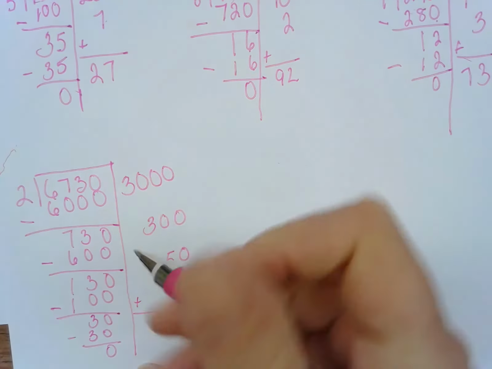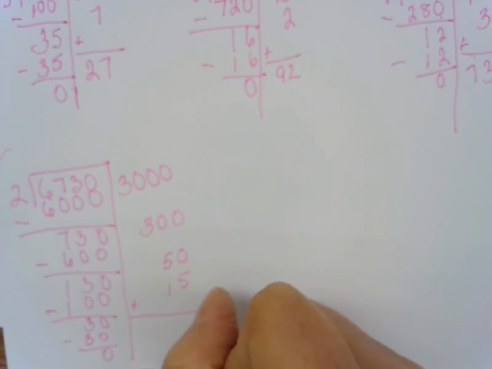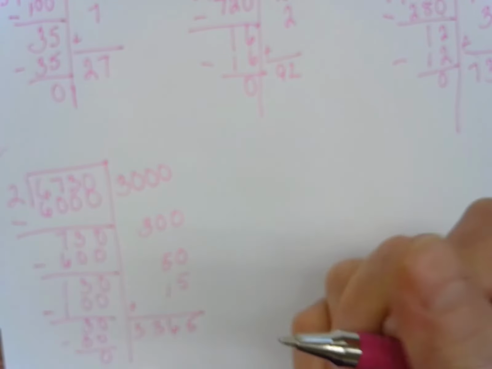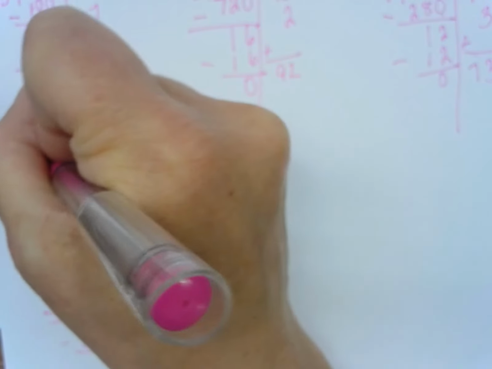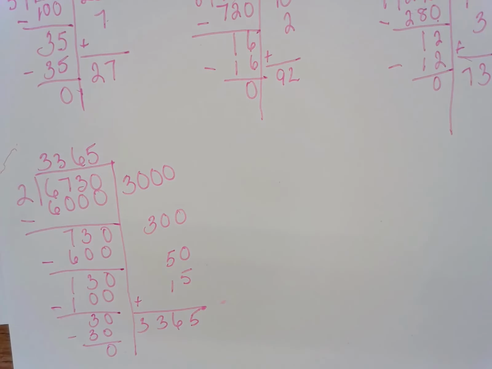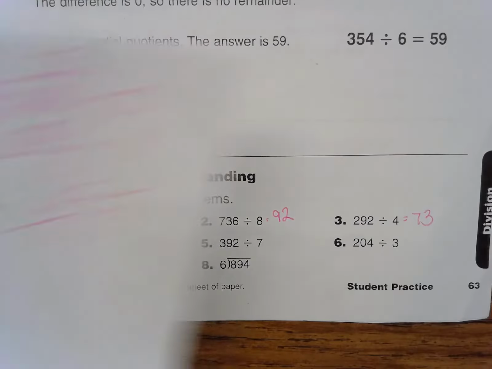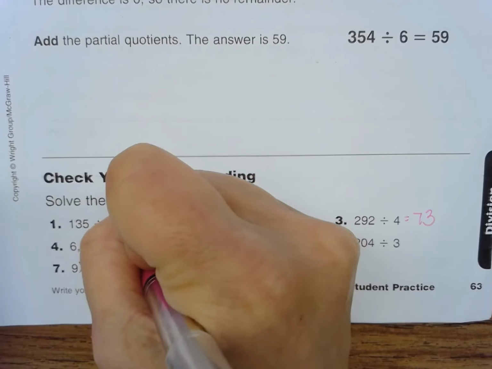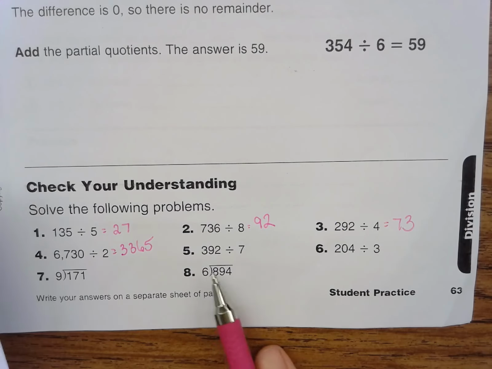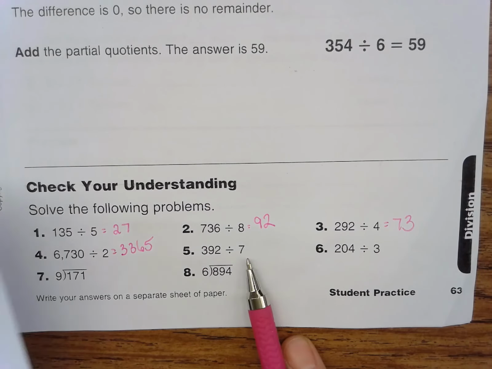So we add these together, and we get 3,365. Don't forget, if you need to, you can stop this video so that you can write everything down if I'm going too fast. I just don't want the video to be too long. So 3,365. Okay.